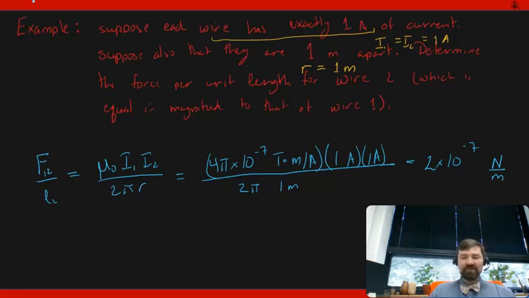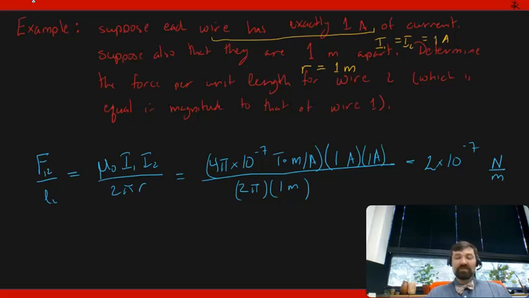In any case, we now have an operational definition for an amp. 1 amp of current is the amount of current needed to produce 2 times 10 to the negative 7 newtons of force per meter length of wire for 2 very long, very straight wires which are 1 meter apart. This is an operational definition for the basic unit of current that doesn't actually need to refer to coulombs, the charge of an electron, the charge of a proton, the fundamental charge, any of that, but instead can refer to 2 macroscopic items, two wires basically, which are carrying some amount of current.